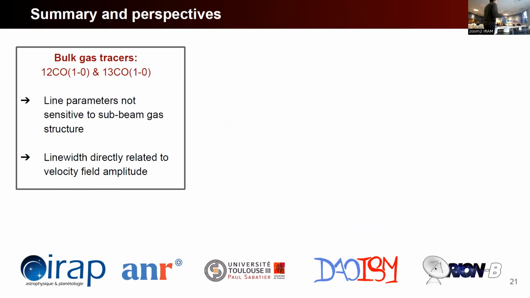In conclusion, if we separate the results into bulk gas and denser gas, with bulk gas being 12CO and 13CO, we see that the line parameters are not sensitive to the subbeam gas structure, which is very reassuring for extragalactic observers, where this was a potential issue and a friction within the field, because some people thought that the cloud parameters derived from 12CO might vary purely because of the subbeam distribution of the emission. This also shows that the line width is a good measurement of the velocity field amplitude, and so of the turbulent energy of the cloud or in the pixel.